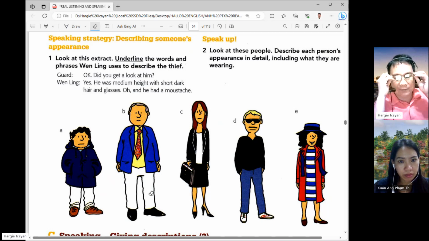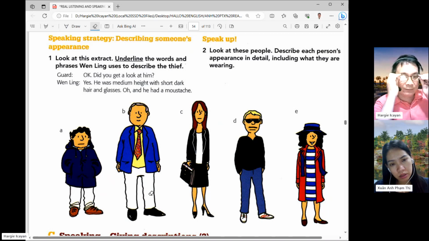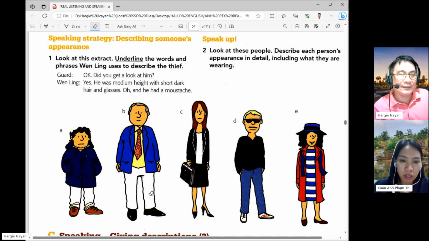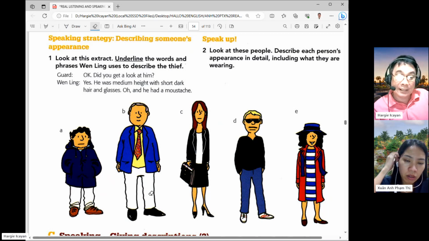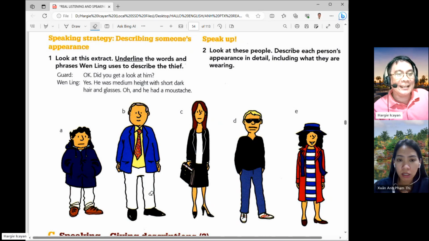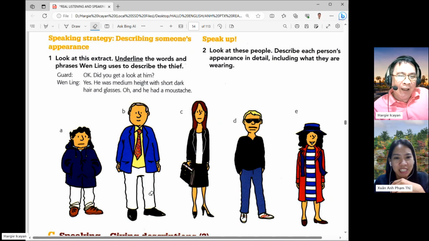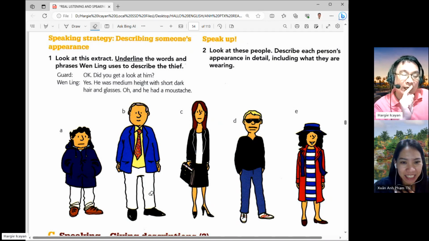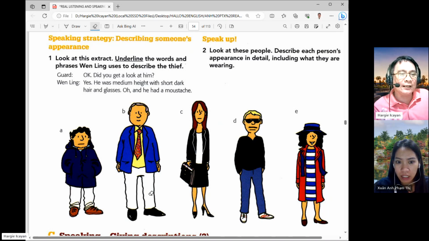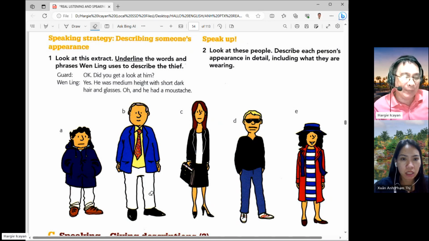What about letter B? The next suspect is a male. He is tall. Overweight? Is he overweight? A little, I think. So maybe we can say it's not overweight, but he's tall and has a medium built body.